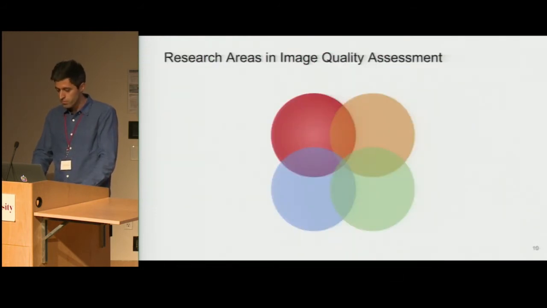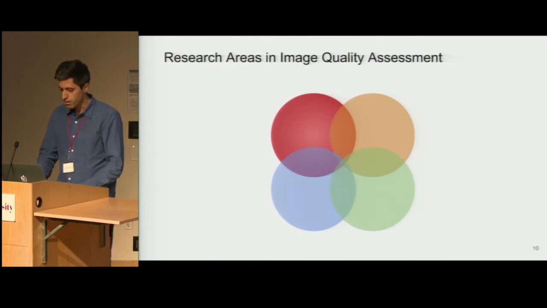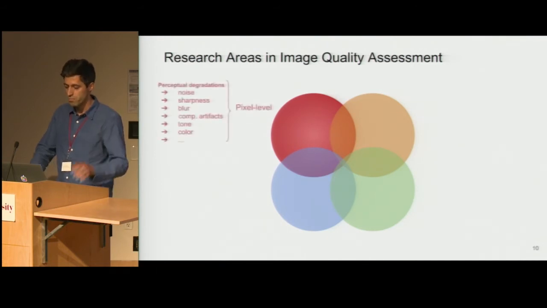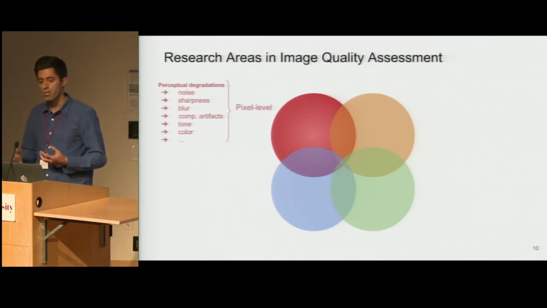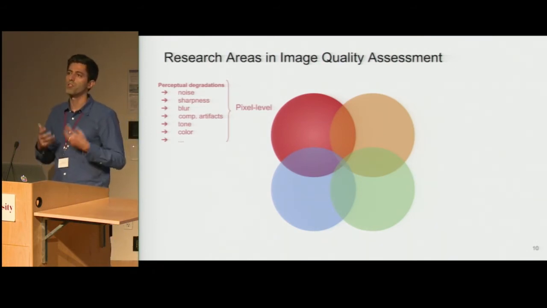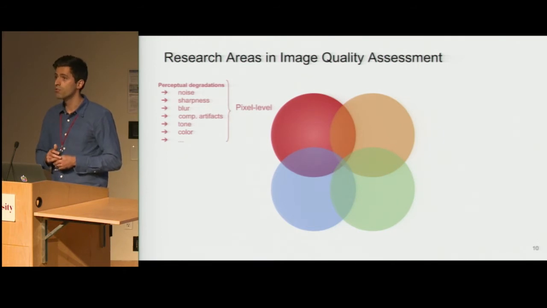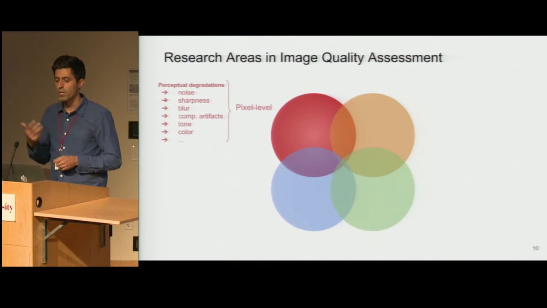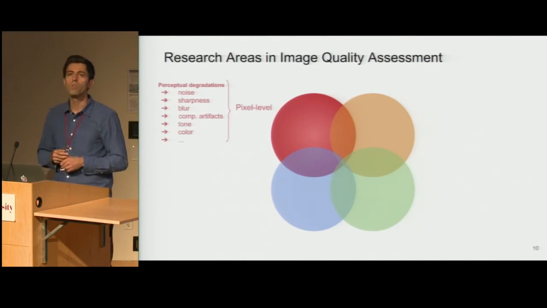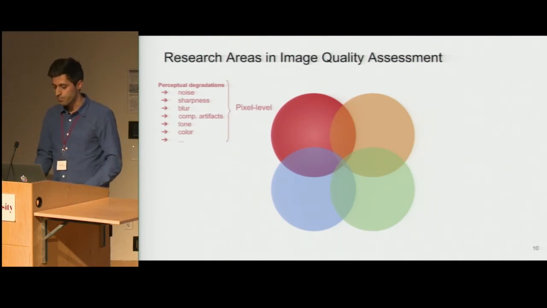Okay, so a little bit of background on research in image quality assessment. We can roughly divide the research into four overlapping areas. One is where we deal with pixel level quality, technical quality of images. What I mean by that is measuring perceptual degradations, usually, such as a few examples that I showed you: noise, sharpness, compression artifacts, tone, color, brightness, etc.